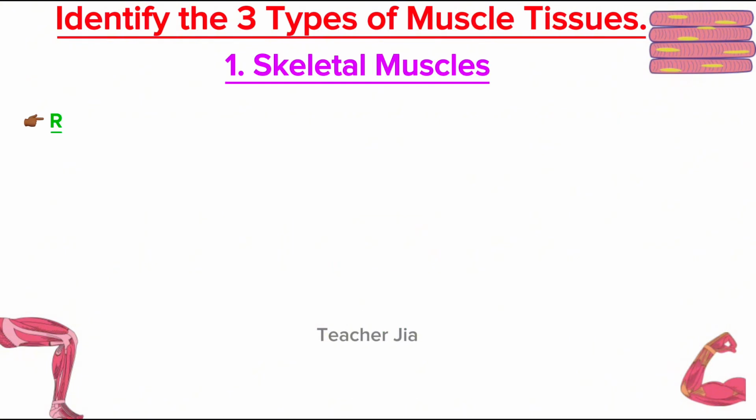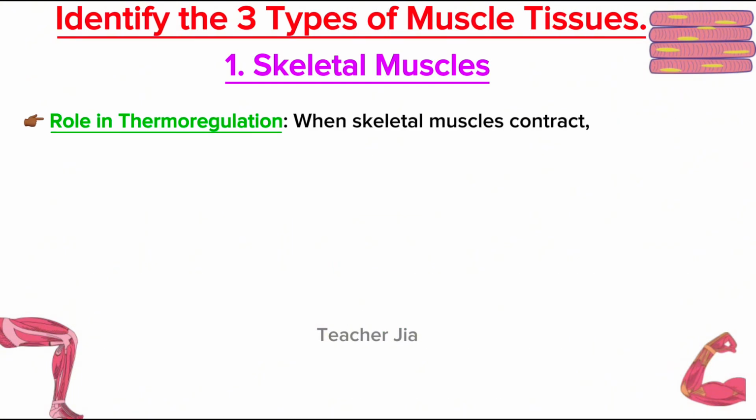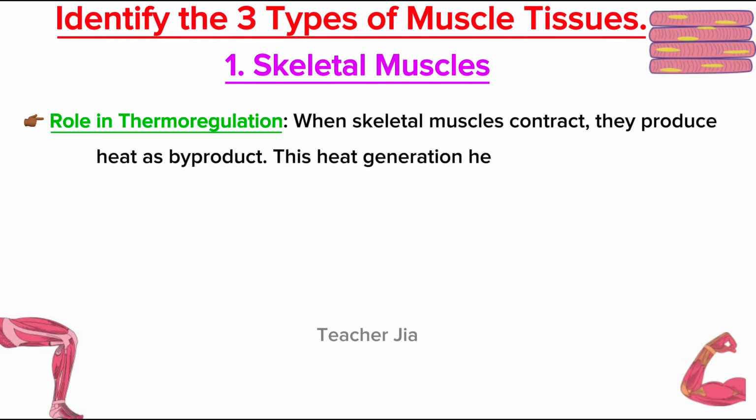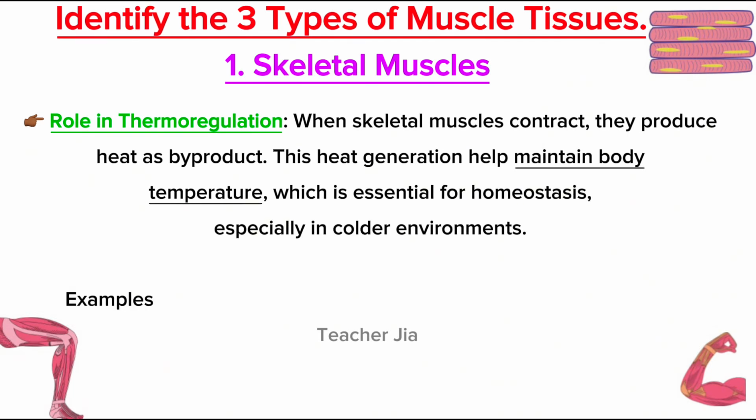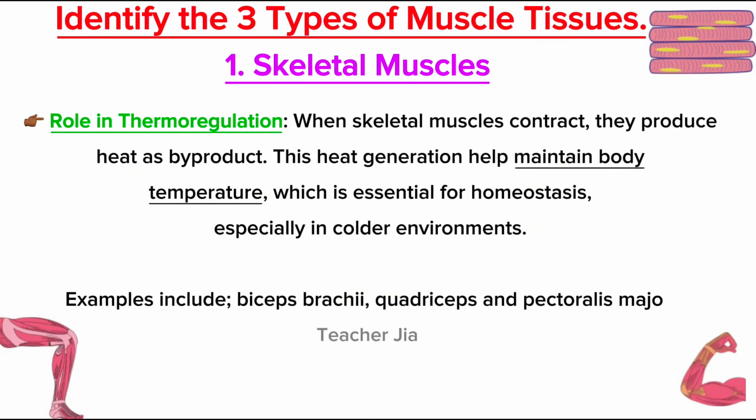So let's see the role of skeletal muscles in thermoregulation. When skeletal muscles contract, they produce heat as a byproduct. This heat generation helps maintain body temperature, which is essential for homeostasis, especially in colder areas. Examples under skeletal muscles include biceps brachii, quadriceps, and pectoralis major. So that is all about skeletal muscles.